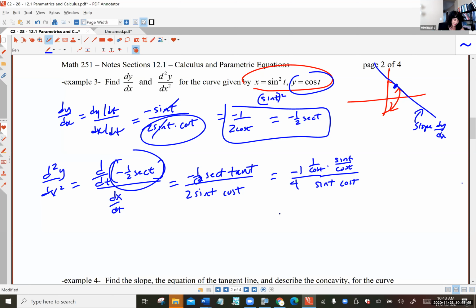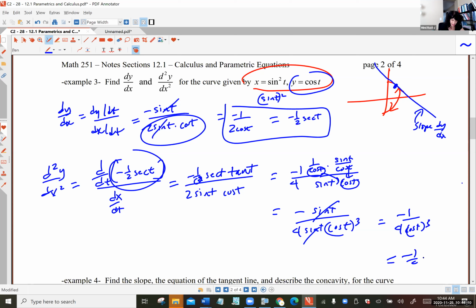Well, this cos, you can bring it down and then combine it with this cos down here, and same here. So it looks like if I clean this up a little bit, I'm going to have 3 cosines, and then the sines can cancel. So it's like, okay, they're gone. So I have negative 1 over 4 cos t cubed, and if you wanted to convert to secants, you could write it like this, secant cubed. Okay, so there's the second derivative of that guy. And we're done.